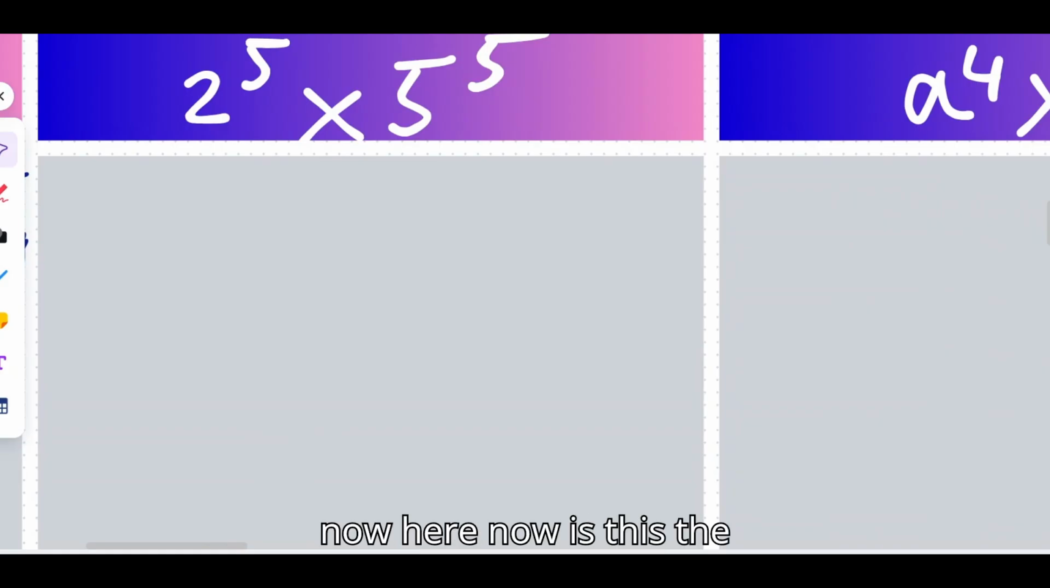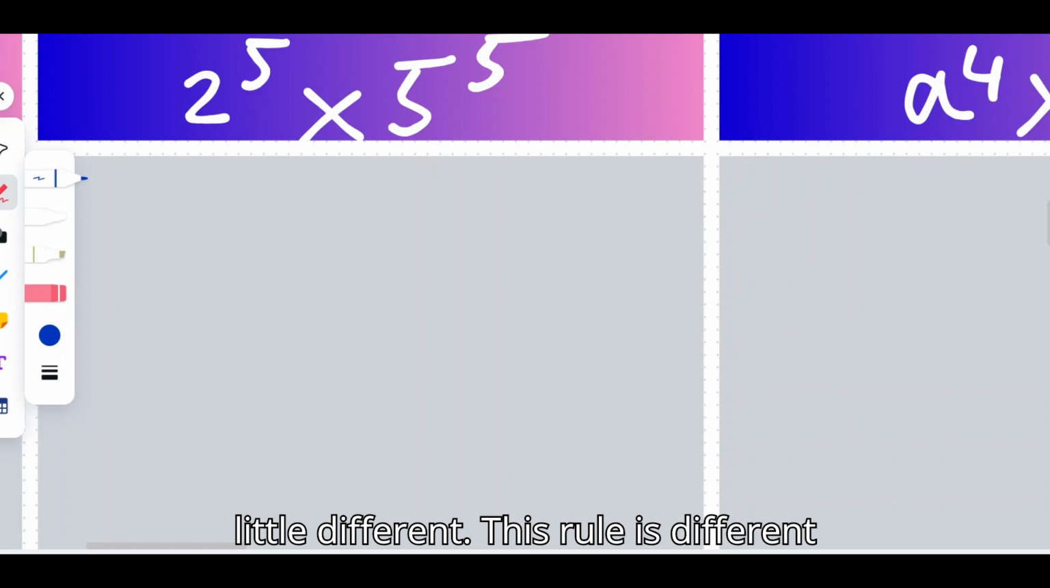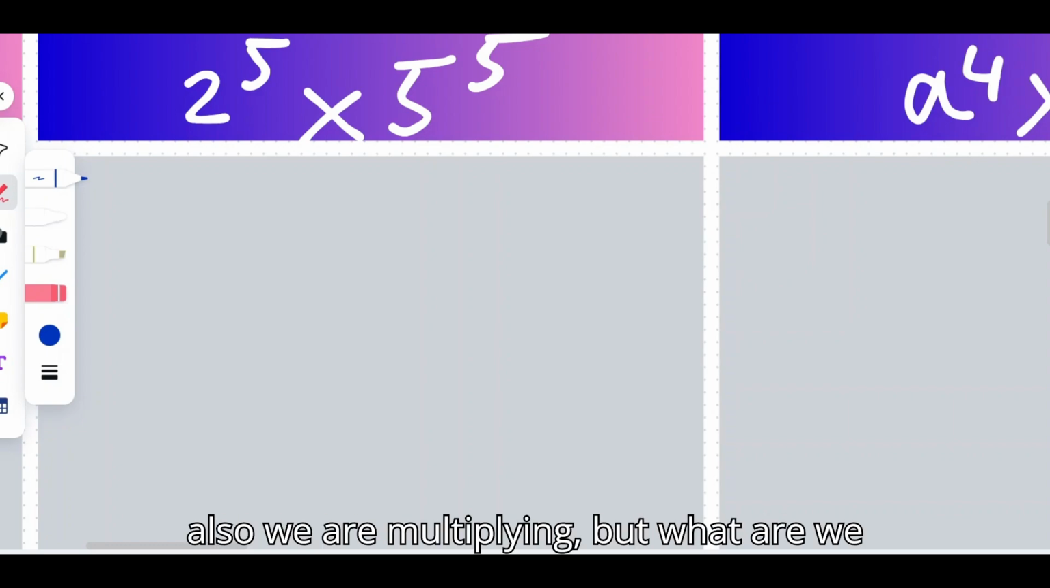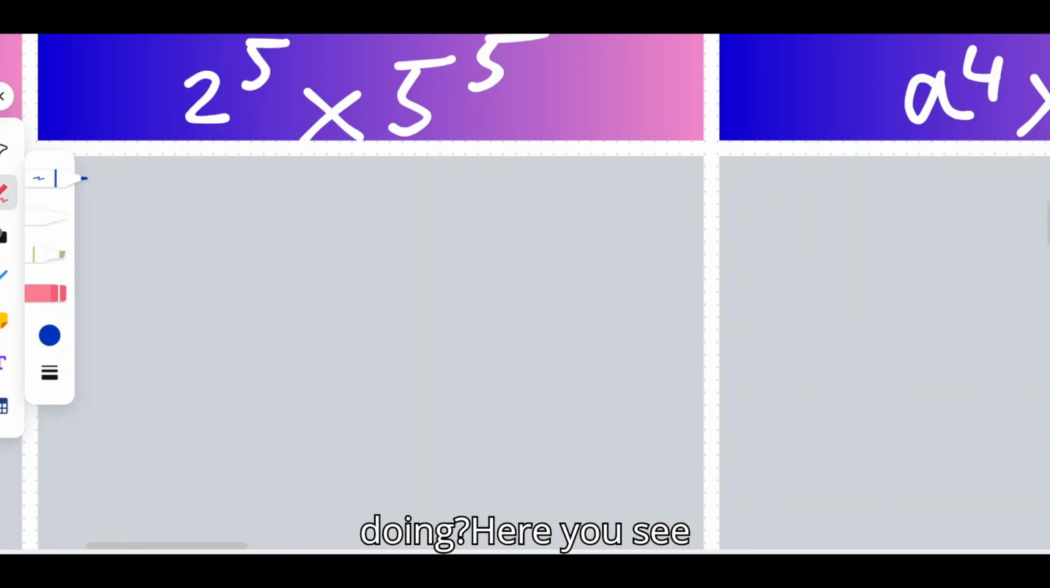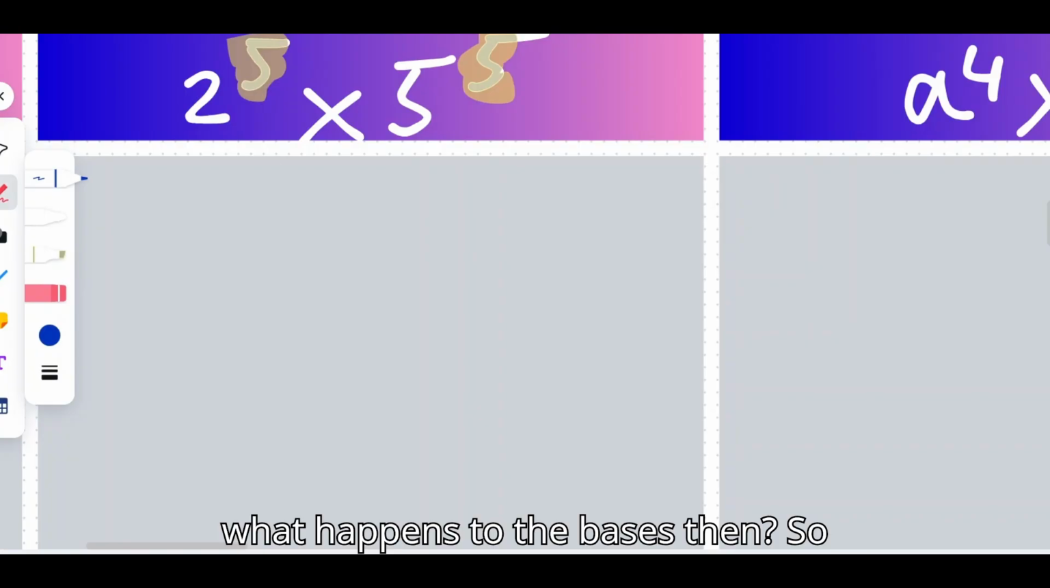Okay, now is this the rule of adding the powers when two exponents are being multiplied, or does it look a little different? Now it's a little different. This rule is different than what we have seen till now. Here also we are multiplying, but what are we doing? Here you see that instead of the bases, the exponents are the same. So what happens to the bases then?